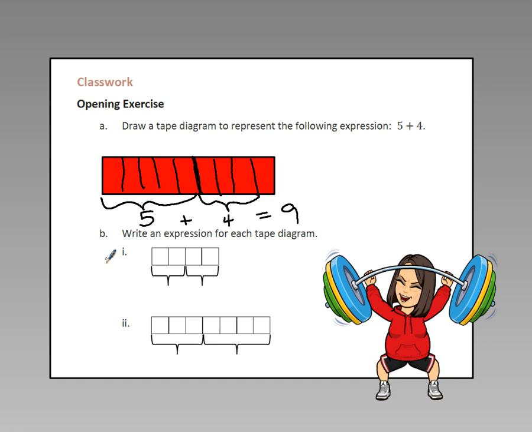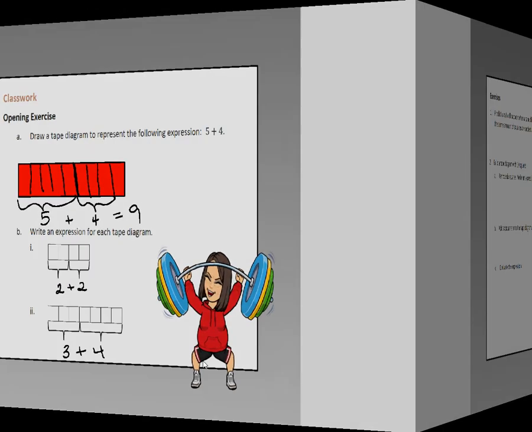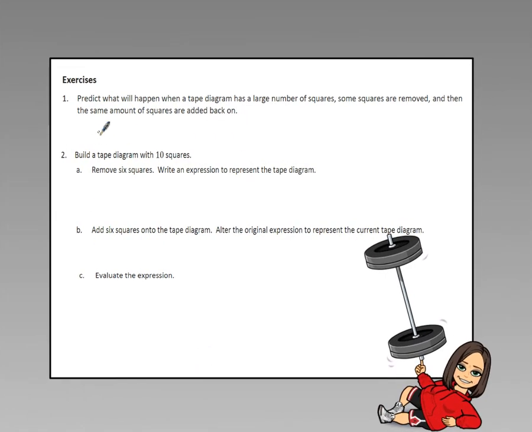Now, letter B says, write an expression for each of these. Well, what are we doing here? We're doing 2 plus 2, right? And what about here? 3 plus 4. Predict what will happen when a tape diagram has a large number of squares. Some squares are removed, and then the same amount are added back on. What's going to happen if we take away them, and then we put them back? And then we take them away again and put them right back? What happens?